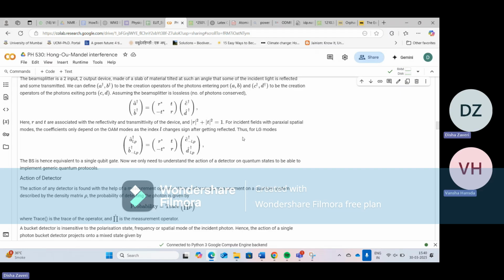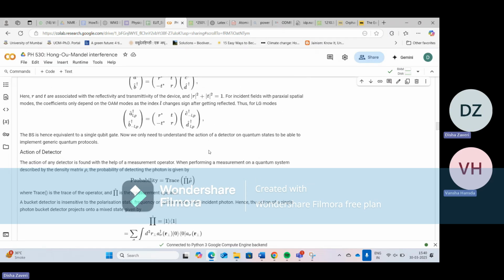you also have to take into consideration that the coefficients are going to depend on the orbital angular momentum modes since the index L changes sign after getting reflected. Thus, you are going to see that B has a minus L comma P and C also has a minus L comma P.